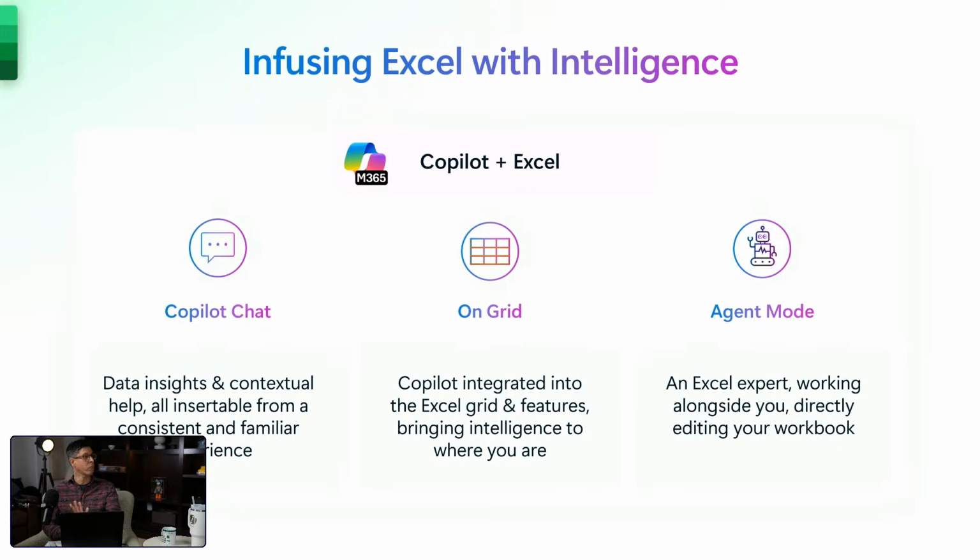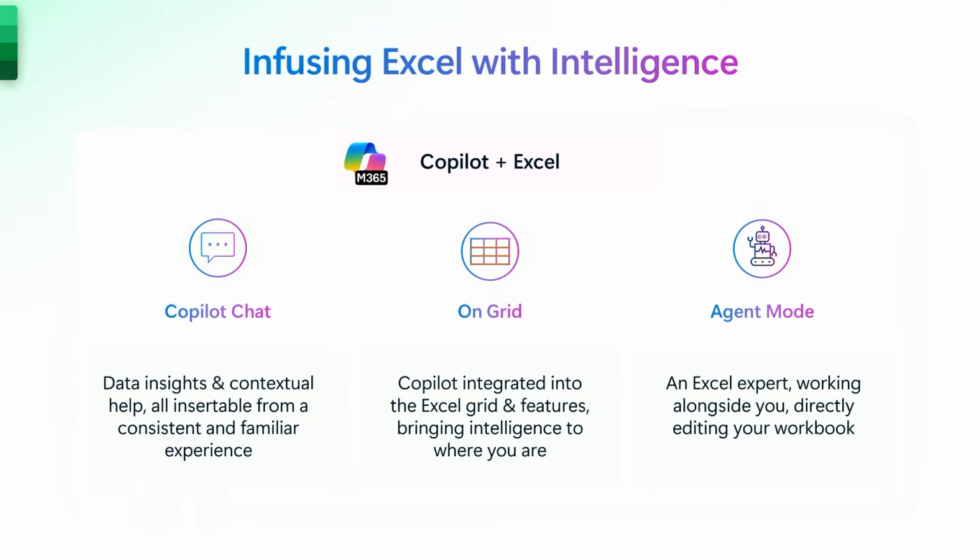And then the third pillar is agent mode, which is beast mode, as you said. It's really the AI that is an Excel expert. It gives Copilot the superpowers to deeply understand Excel, write to the grid, and then read from the grid in a pretty dynamic and agentic way.